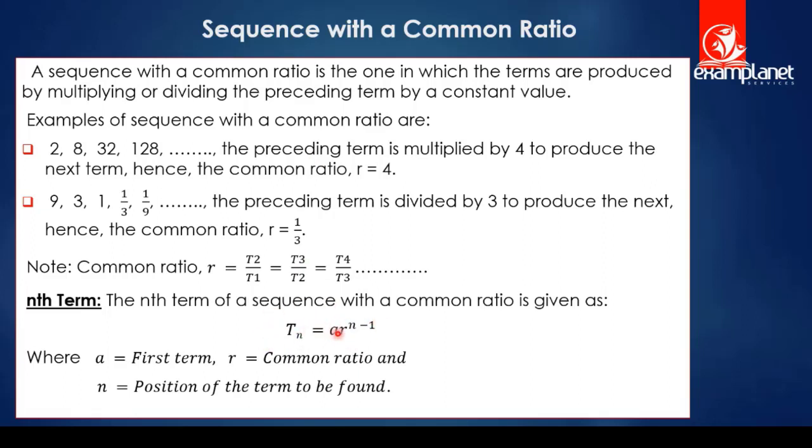Alright, so the A is the first term of the sequence. The R is the common ratio of the sequence. The n is the position of the term to be found. So if we want to find our 50th term, our n will be 50, and so on like that. So we use this simple formula to calculate any member of a sequence with a common ratio. All right.